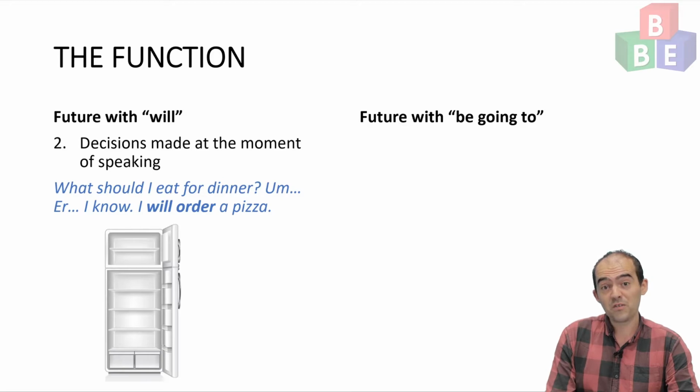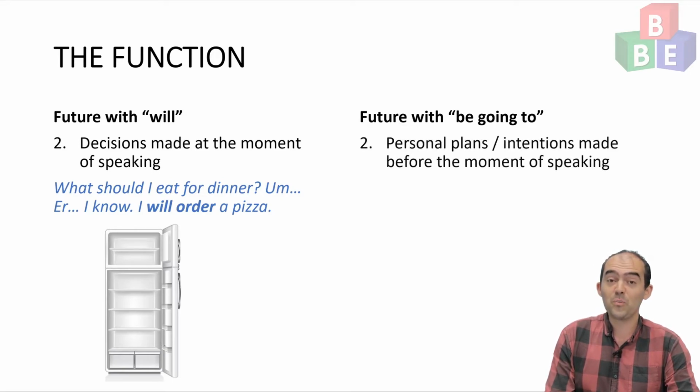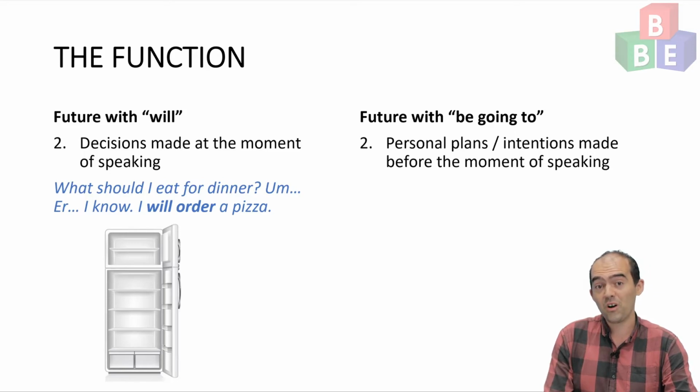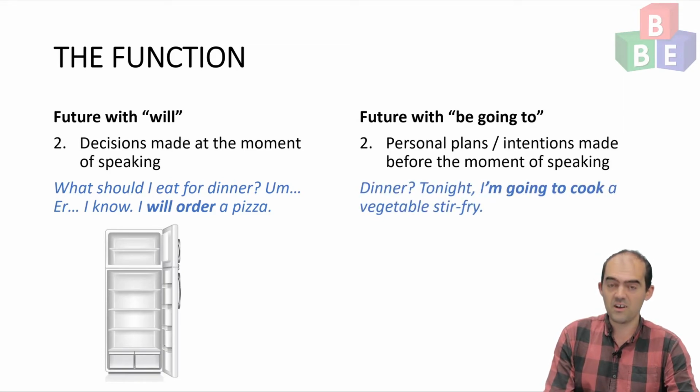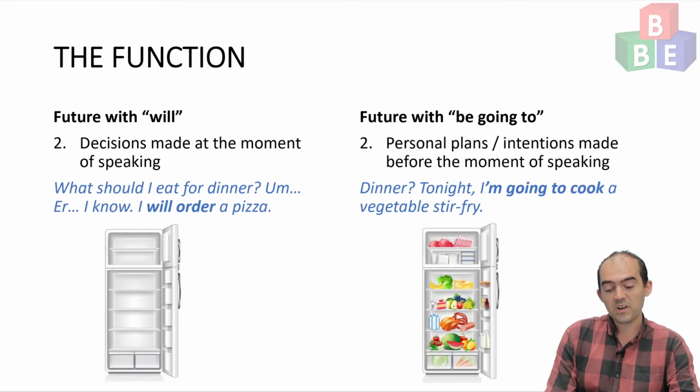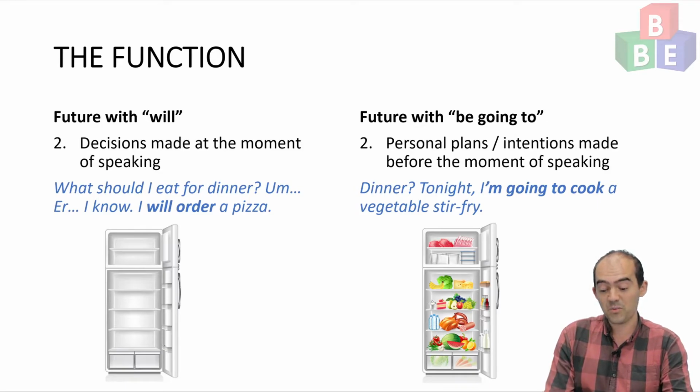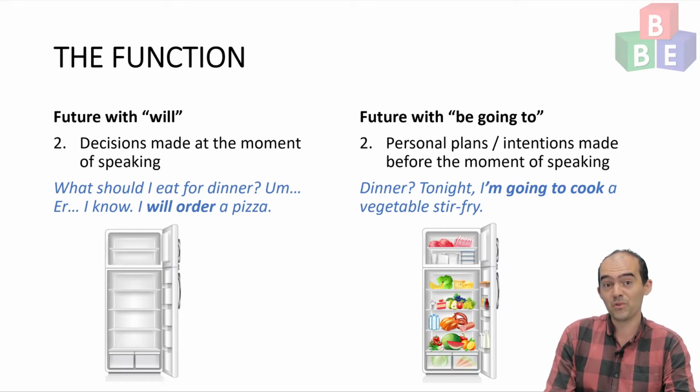If I use be going to, however, this is for personal plans or intentions which I have already made before the moment of speaking. For example, dinner. Tonight, I'm going to cook a vegetable stir-fry. And if we look at the fridge again, we can see all of my vegetables are there. I have already bought the vegetables. I have already planned to cook a vegetable stir-fry. So, I'm going to cook a vegetable stir-fry.